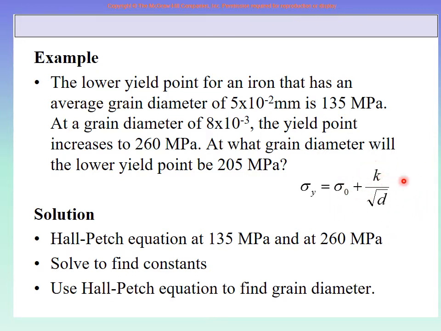So for example, this is equation 1, that is equation 2. This minus this, sigma naught will go away and you have only k left there, and so on, right? So put the value there and solve it. Then you find the sigma naught and the k value. Then the third time, use the same equation, but this time you already know sigma naught and you know k, and the yield strength is 205. So find the unknown D, right?